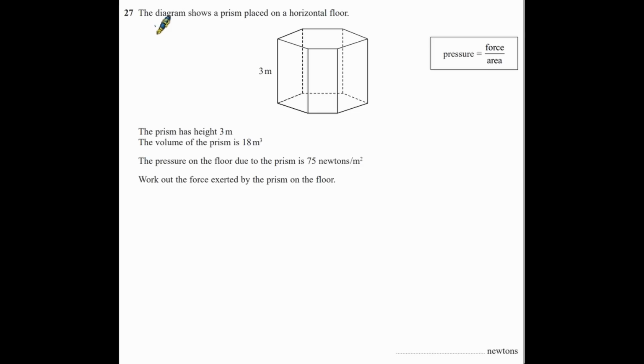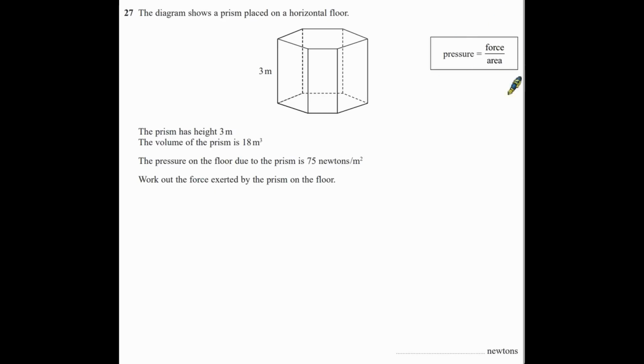Question 27. The diagram shows a prism placed on a horizontal floor. The prism has a height of 3 meters. We have a volume of 18 cubic meters. The pressure on the floor is 75 newtons per meter squared. Work out the force exerted by the prism. A little bit of work to do here. First of all, we need to work out the force.